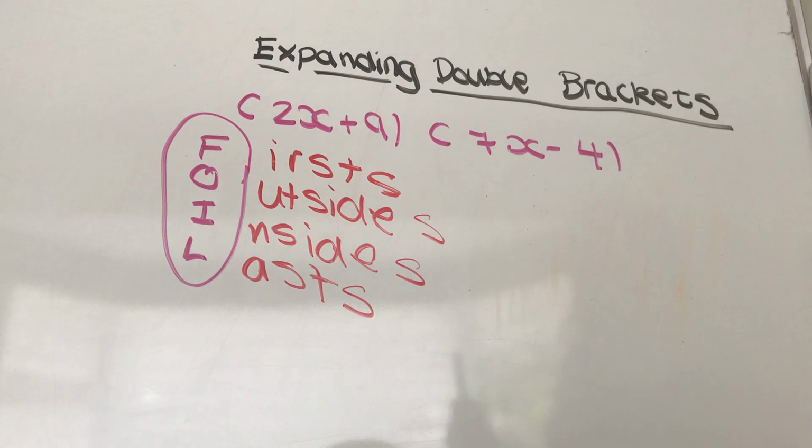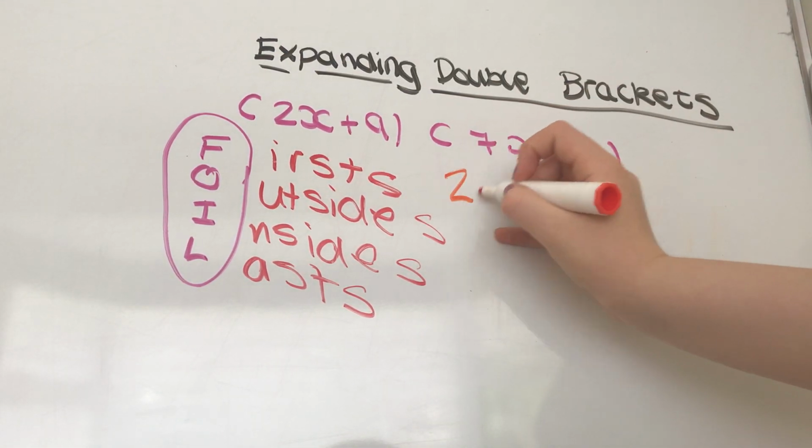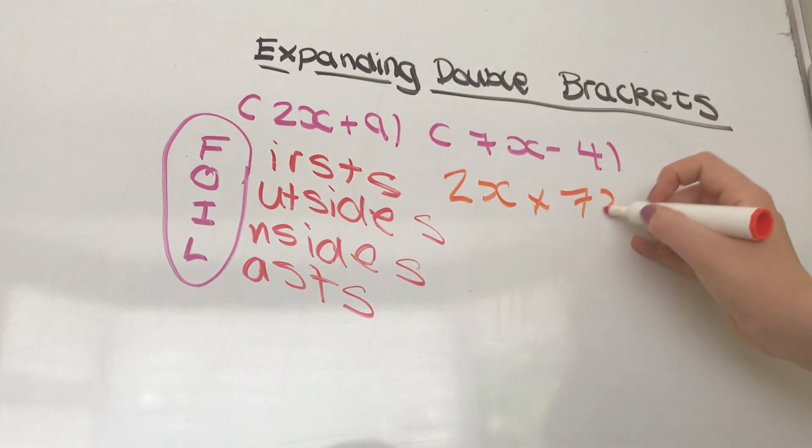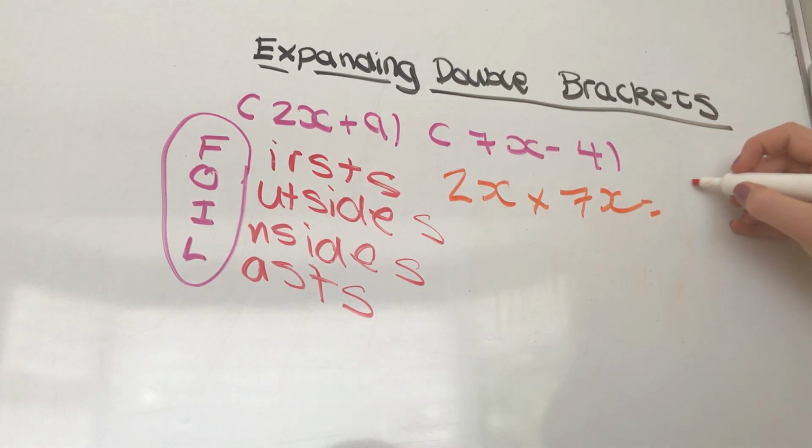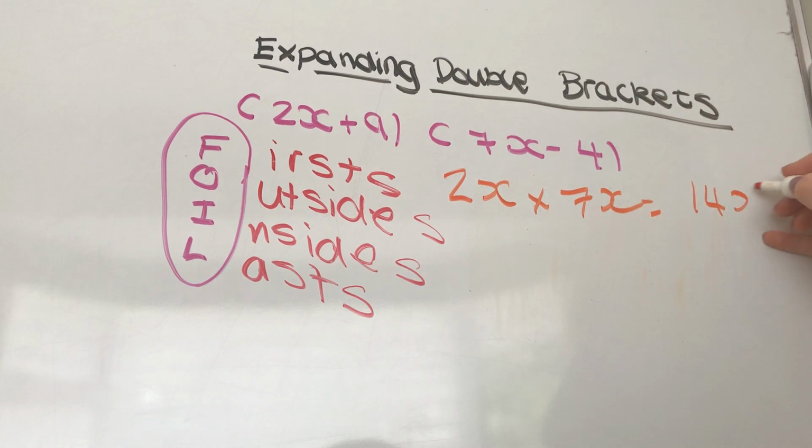So we're doing 2x multiplied by 7x because they're the first terms in each bracket. 2 times 7 is positive 14, and x times x is x squared. It's going to be 14x squared.